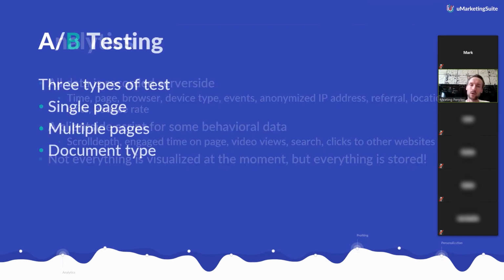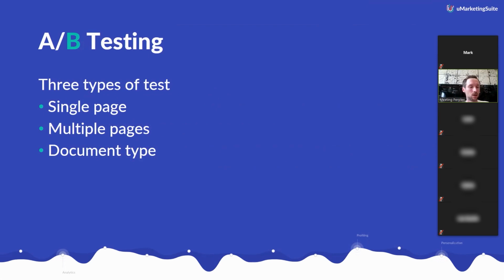If we look to A/B testing today, we have 3 types of tests that are currently already working. It's a single page test, multi-pages test, and a document type test. At the demo, I will look into these and explain a bit more.